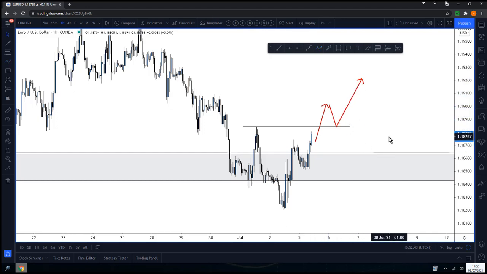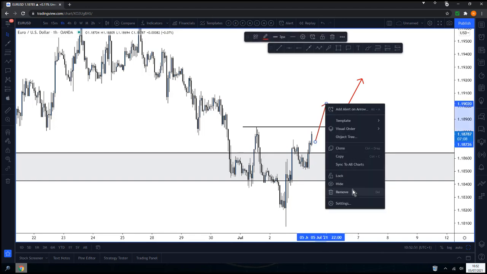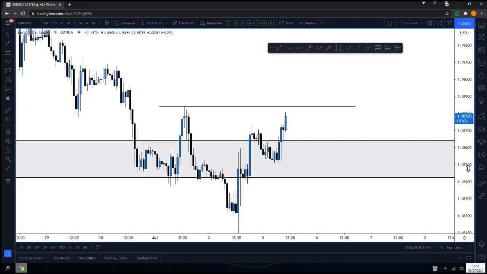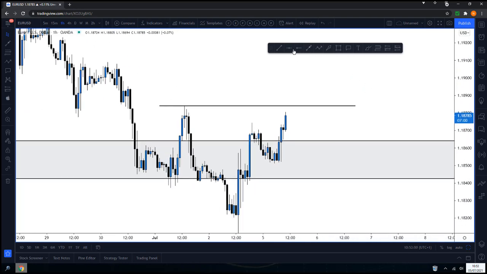So that would be the ideal scenario, unless of course you were a little bit aggressive today and picked out this level here, which you might have done because there was a break of a CTL. If I just delete this for a second, CTL, if you don't know what that stands for, counter trend line.